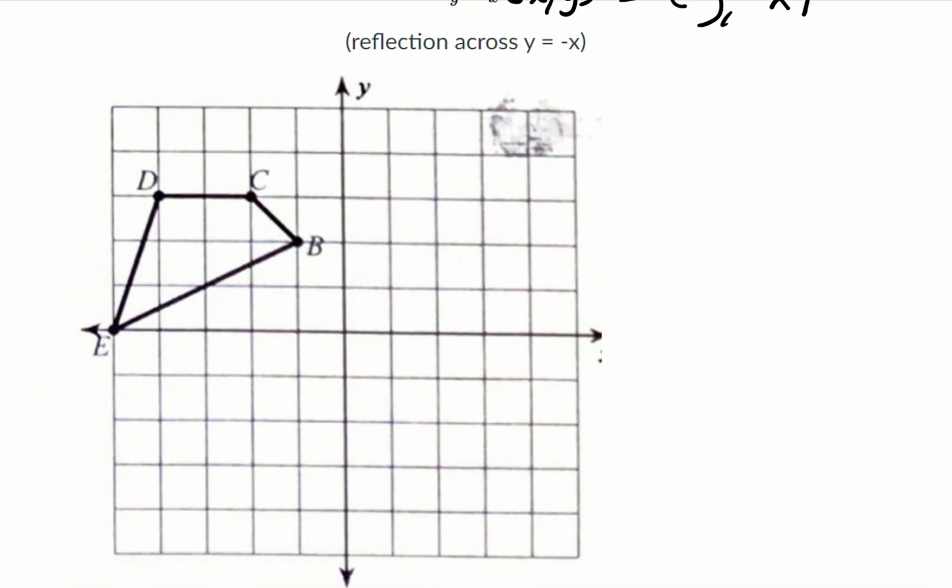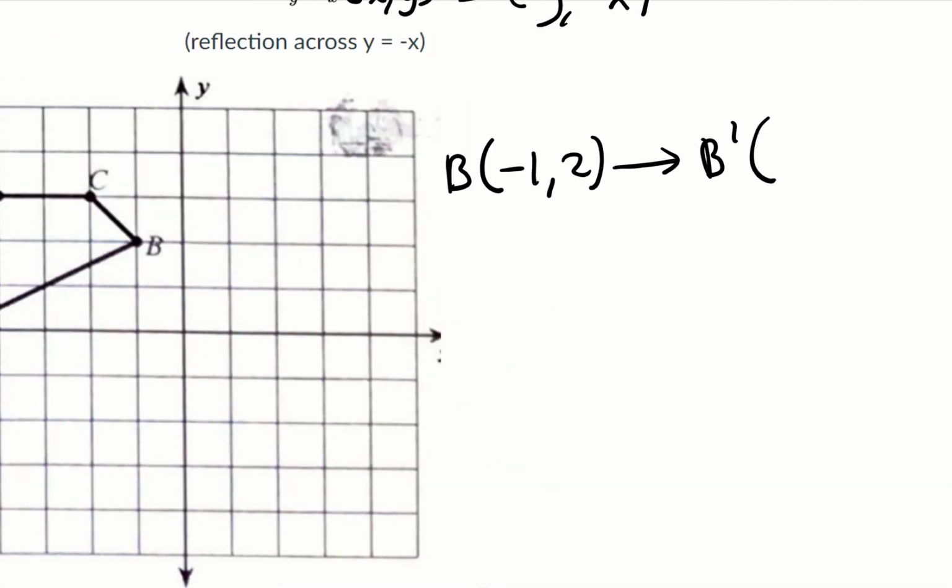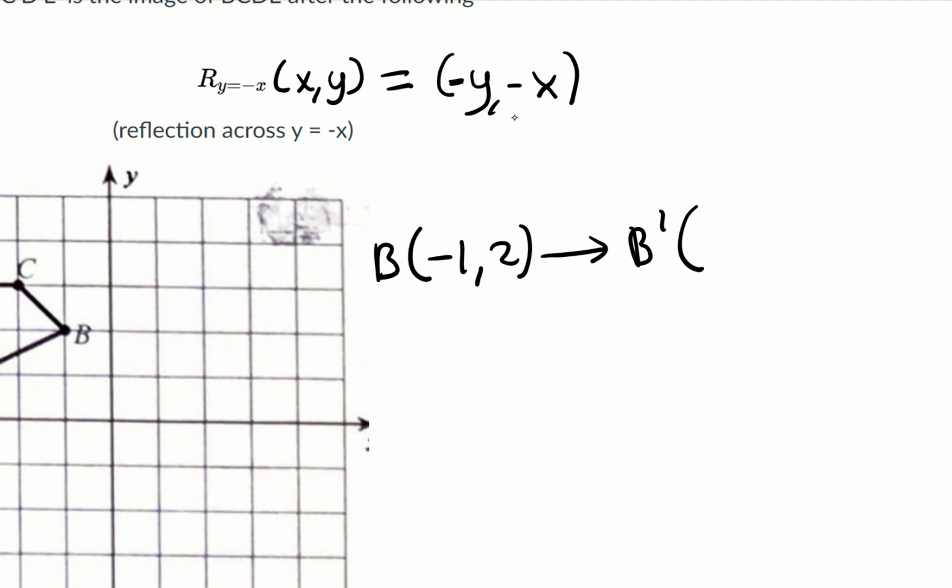So we're going to do that for each of these coordinates. Now, let's see here. So the coordinates of B are negative 1, 2, and that's going to transform to B prime. Now if you use the rule here, you switch x and y, so this is going to be switched here. But then the negatives indicate that you switch the signs. So this is going to be negative, this is going to be positive. And so that's going to be positive 1.